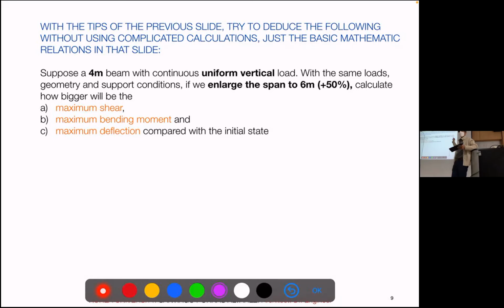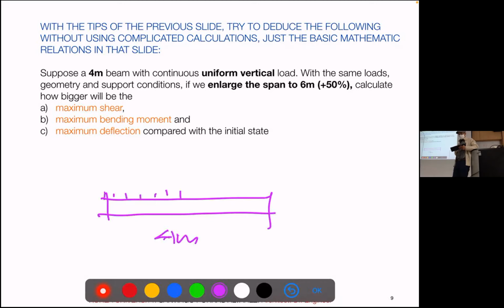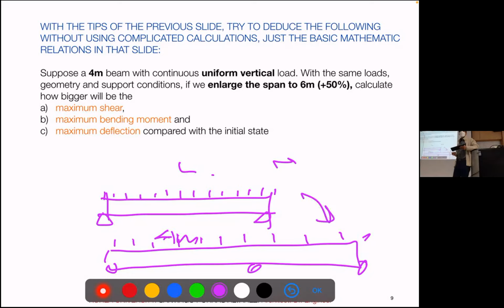So we have one beam with a continuous load, right? The same as in the example before. So we have a beam, it is 4 meters with a load, whichever. And we change it to 6 meters for some reasons of design, whatever, right? How does it affect each of the shear, bending moment, and deflection? Just the proportion, how much bigger it becomes, because it will become bigger.